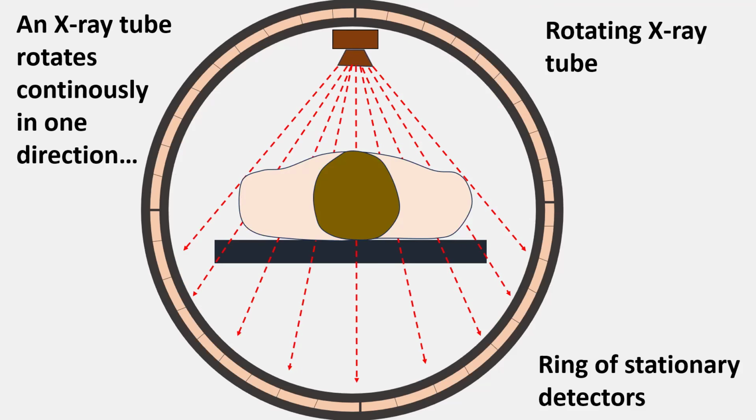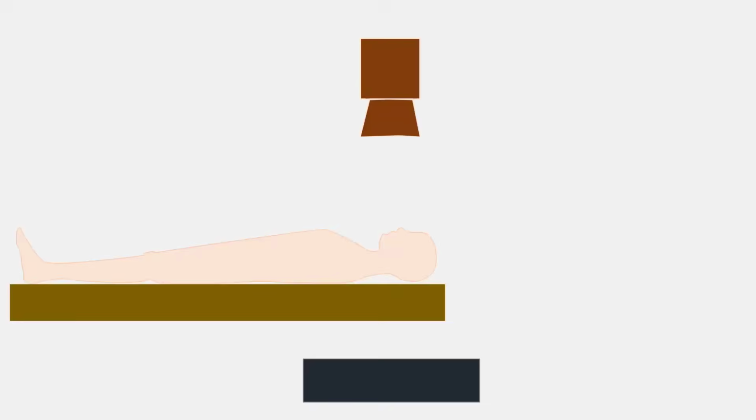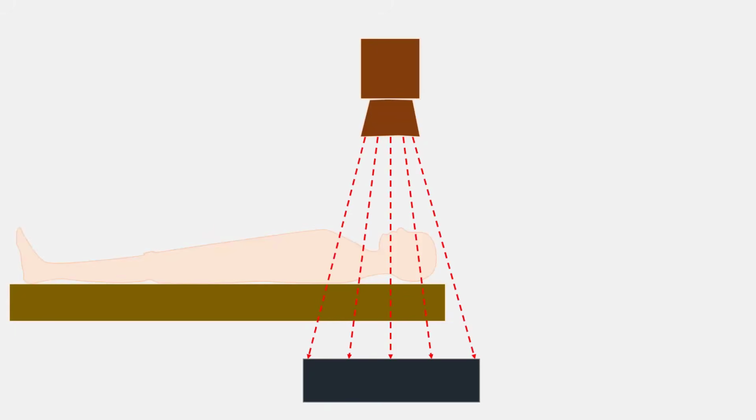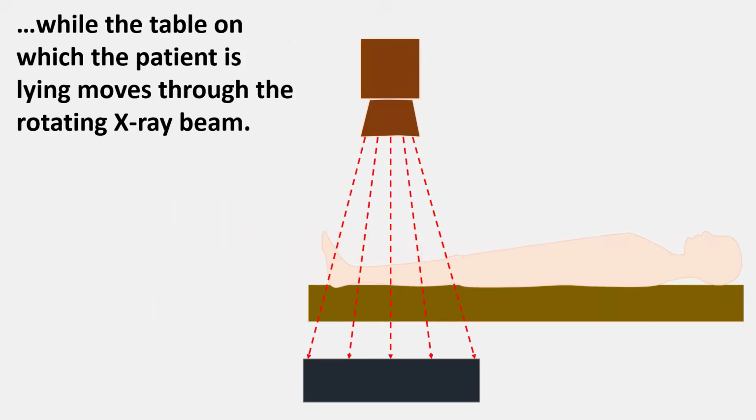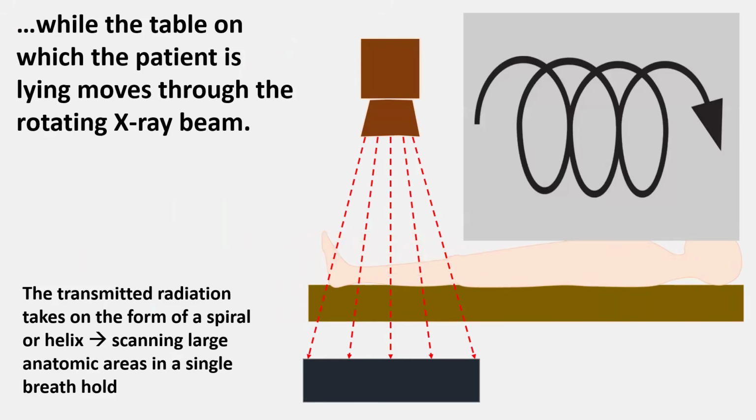I was not able to create an animation with the X-rays, but it also means that the X-rays are continuously rotating, or the X-ray beam, the fan beam, is rotating as well. Now, this happens while the X-ray tube is moving around the patient, emitting X-rays, and at this specific moment, the table is moving through the gantry. So if we were to look at what the transmitted radiation looks like, it will take on the form of a spiral or a helix.